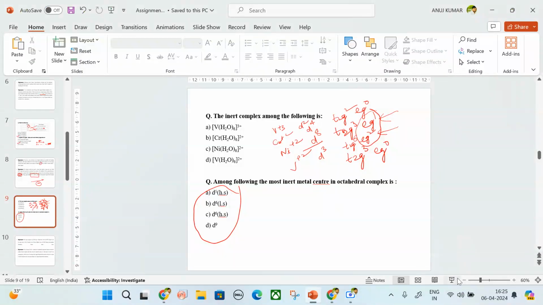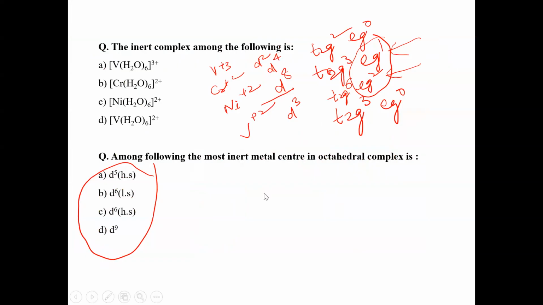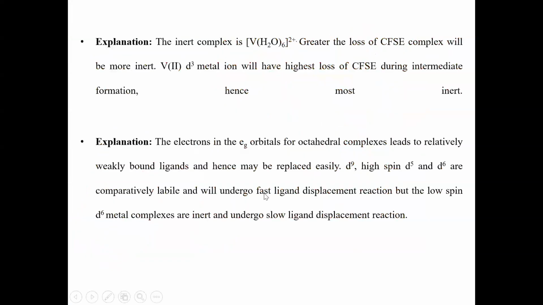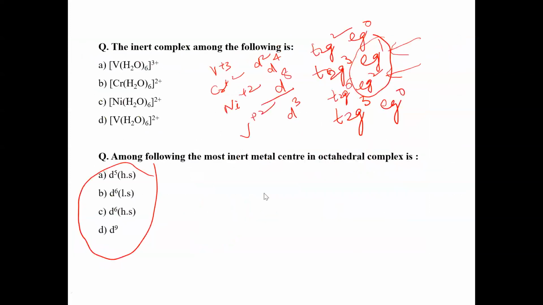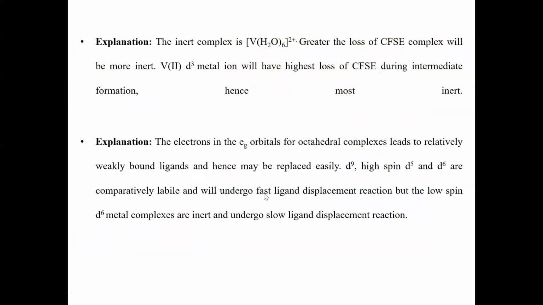Okay, so here is the explanation. The inert complex is this vanadium plus 2. Okay, the last one: the greater the loss of crystal field stabilization energy, the more inert the complex will be. And a d3 metal ion will have the highest loss of CFSE during intermediate formation, hence it is the most inert.